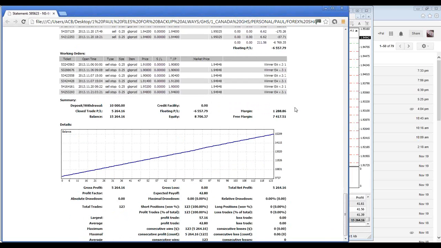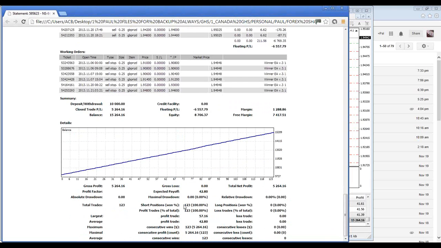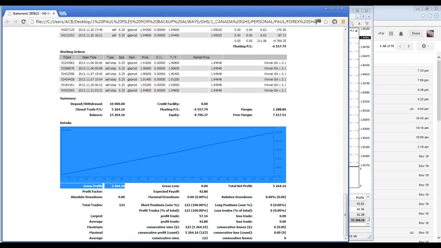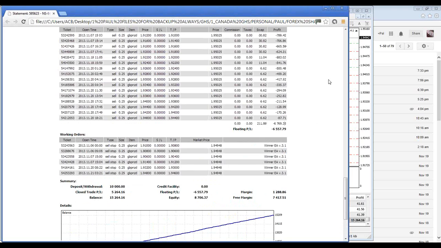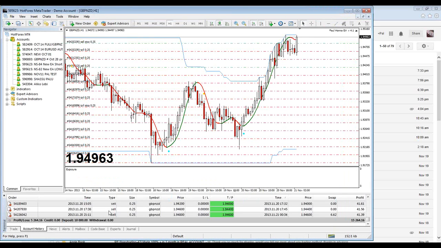Look at the trades. Yeah, I see. Right here, all the trades were short. 123 trades were short, and every one is a winning trade. 5,264. What's your equity actually on this one? Let's see, yeah, here, the equity.